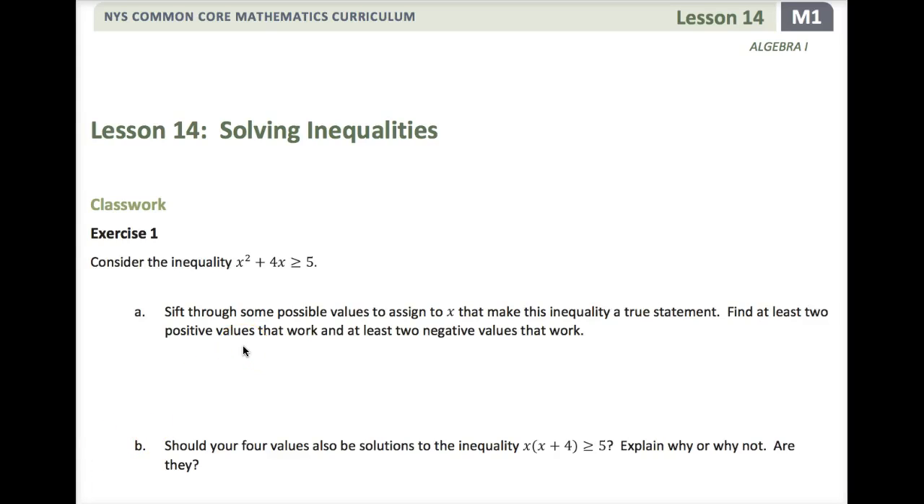Module 1, Lesson 14, Exercise 1. Consider the inequality x squared plus 4x is greater than or equal to 5. First instruction is sift through some possible values to assign to x that make this inequality a true statement. Here's the big deal. Find at least 2 positive values that work and at least 2 negative values that work.